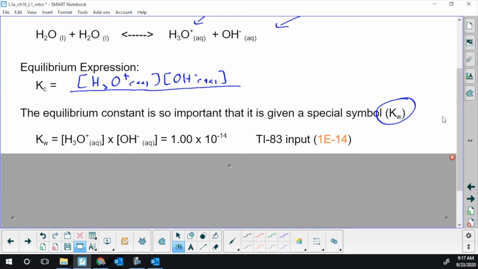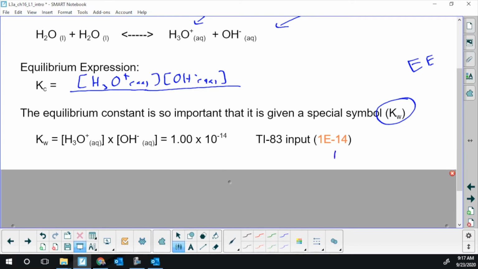So after the 1, you have to go second, and then the button says EE, but it only puts one E on your screen. And then you put in the power. Okay? And that will represent 1 times 10 to the power of minus 14. The E is what represents that, because the calculator doesn't have the ability to put those characters into your screen.